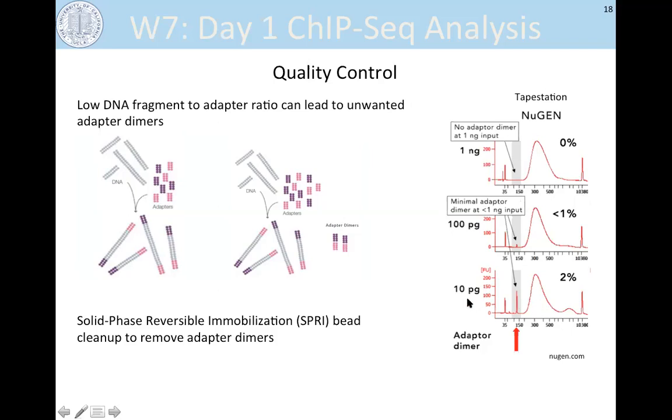10 picograms is a very small amount of DNA. So this is 2% having adapter dimers. At 100 picograms, you still can see a peak. With 1 nanogram of chip DNA used to construct libraries, hopefully you'll get 0% adapter dimers when assessing your fragment size on the TapeStation. So there are methods to clean up your libraries to remove adapter dimers.